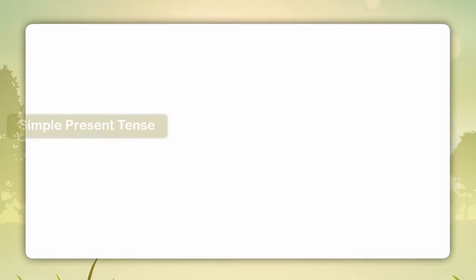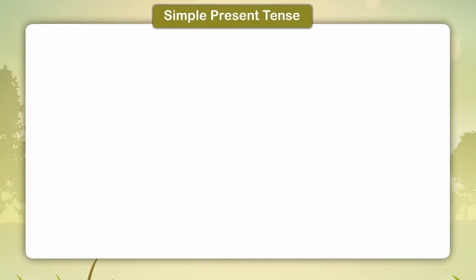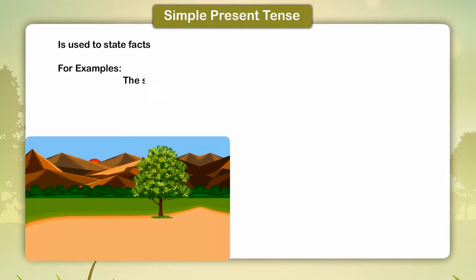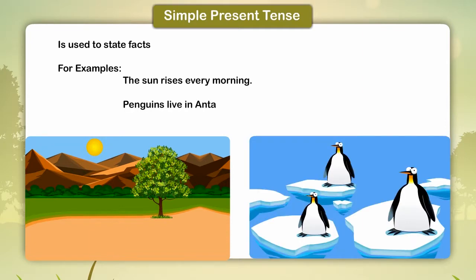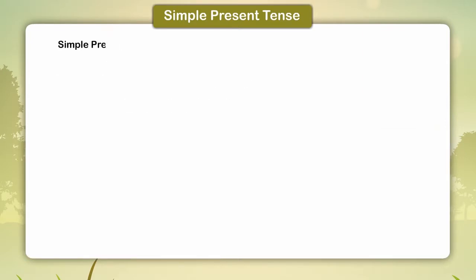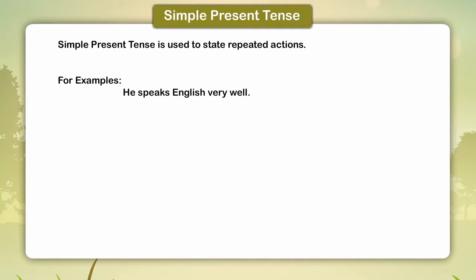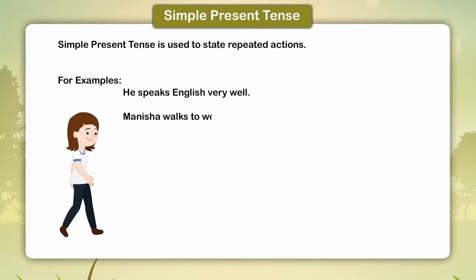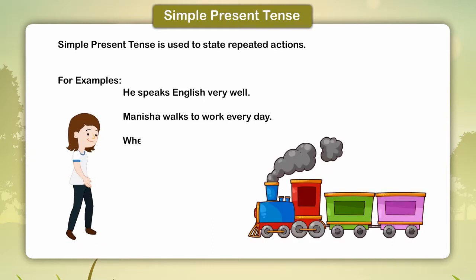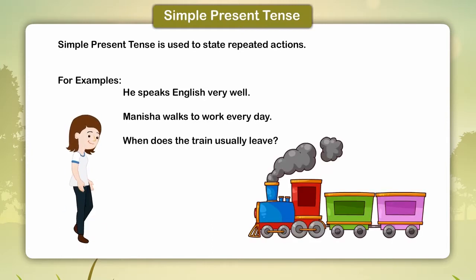Tenses. Simple present tense is used to state facts. For example, the sun rises every morning. Penguins live in Antarctica. Simple present tense is used to state repeated actions. For example, he speaks English very well. Manisha walks to work every day. When does the train usually leave?